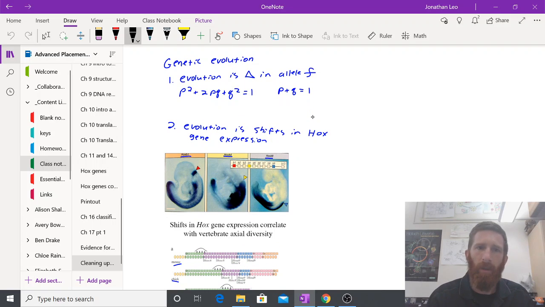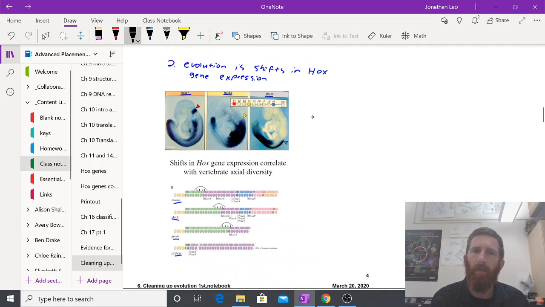So genetic evolution, right? We can talk about macroevolution, we can talk about microevolution, but it all comes back to DNA. It all comes back to genes. It all comes back to allele frequency and different things like that. So evolution is change in allele frequency, and this is where Hardy-Weinberg comes in. I guarantee there will be Hardy-Weinberg questions on the exam at the end of the year, so just get used to that. We could also think of evolution as shifts in Hox gene expression.